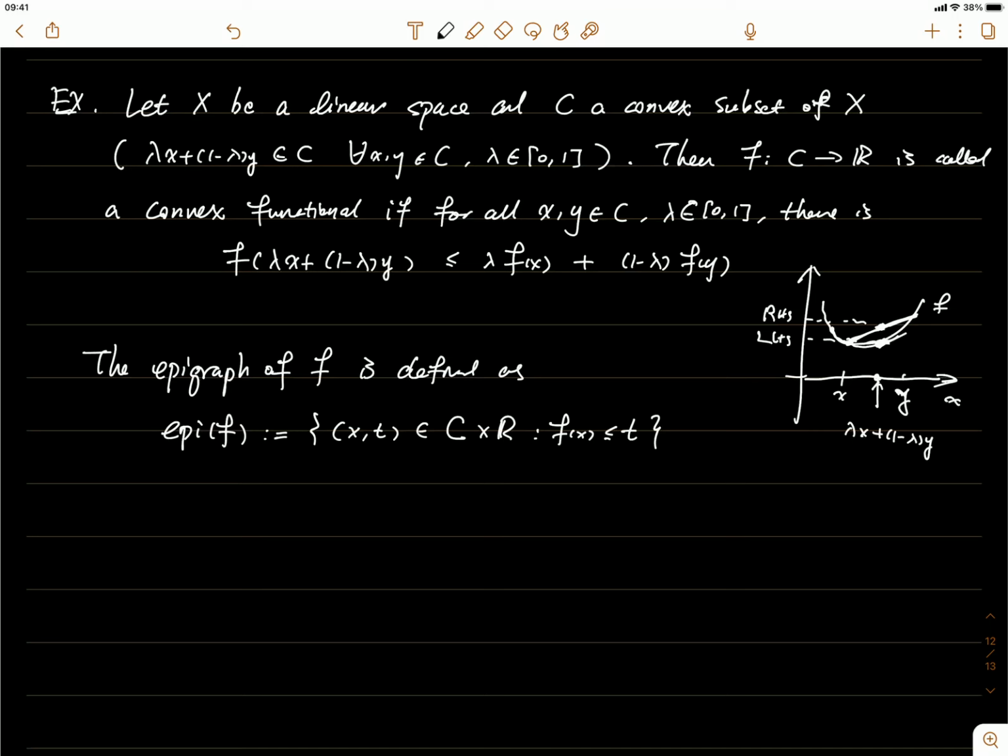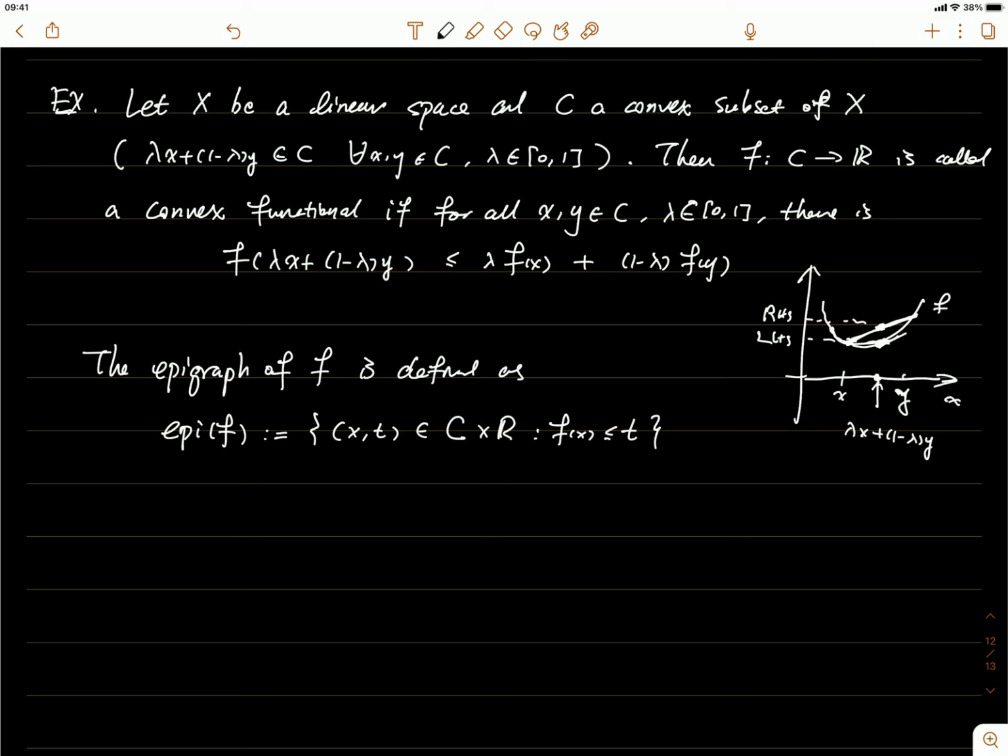For the picture here, what this means is that any t that is greater than or equal to f of x is in the epigraph. Here t equals f of x, and any t bigger than that is also okay, so that means everything over here. This is the epigraph. Since C is just in R^1, this is a subset of R^2. That is the geometrical meaning of the epigraph.